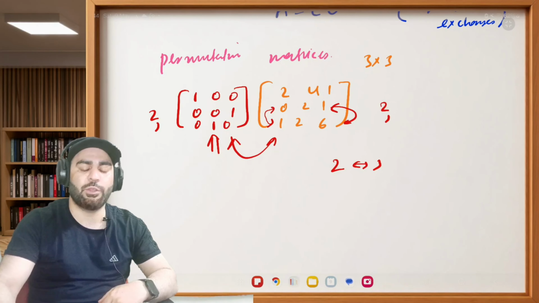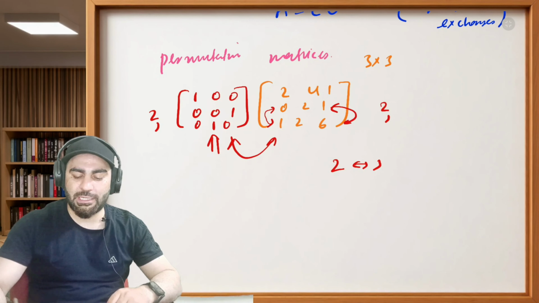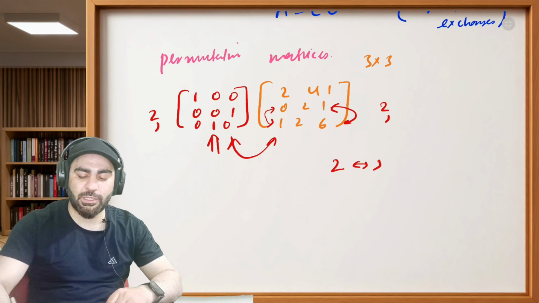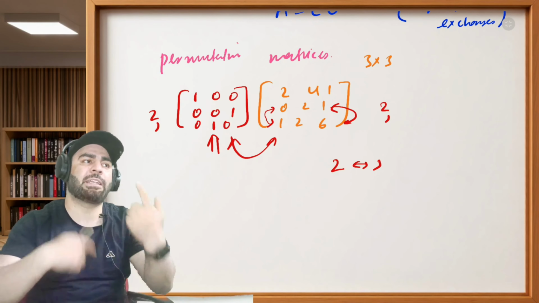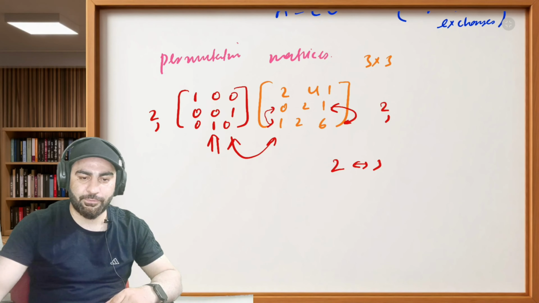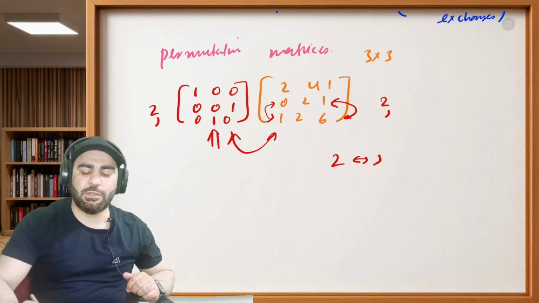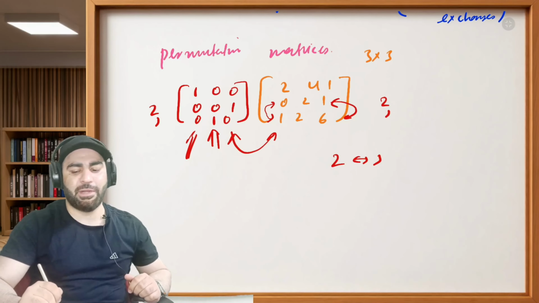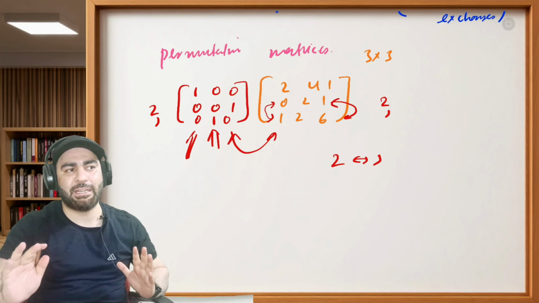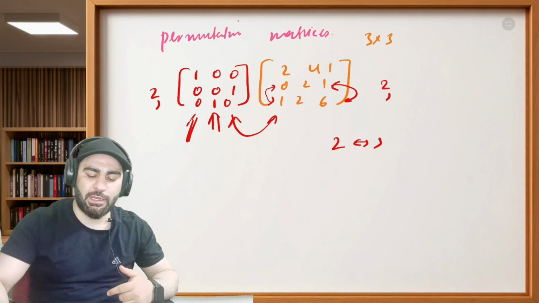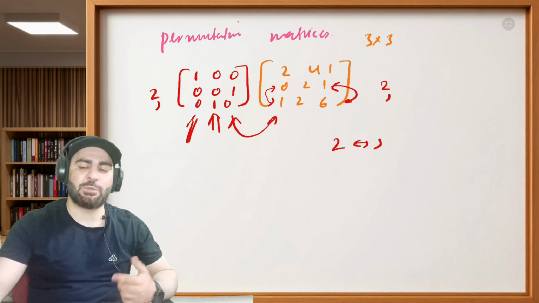How many of you are able to understand this? Whenever you want to exchange rows, we change the rows in the identity matrix. Can you see this? So this is one permutation matrix. Basically, you have an identity matrix and you have different combinations of its rows. That's what permutation matrices are.